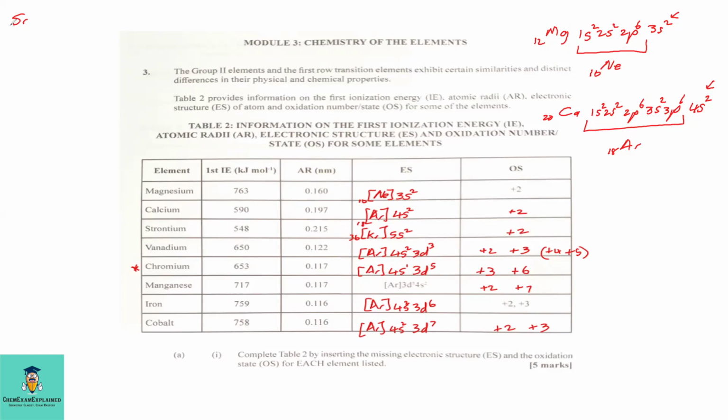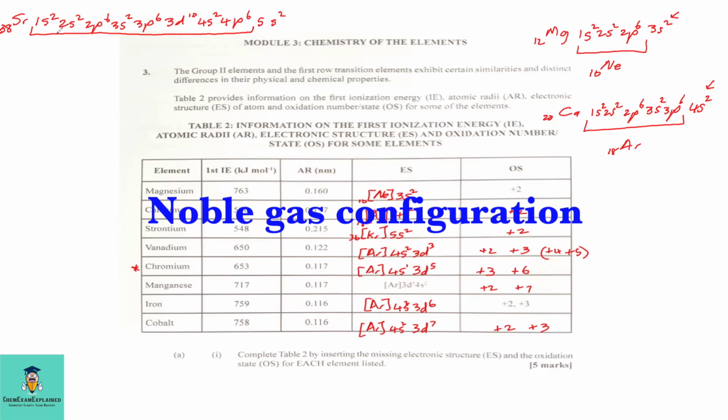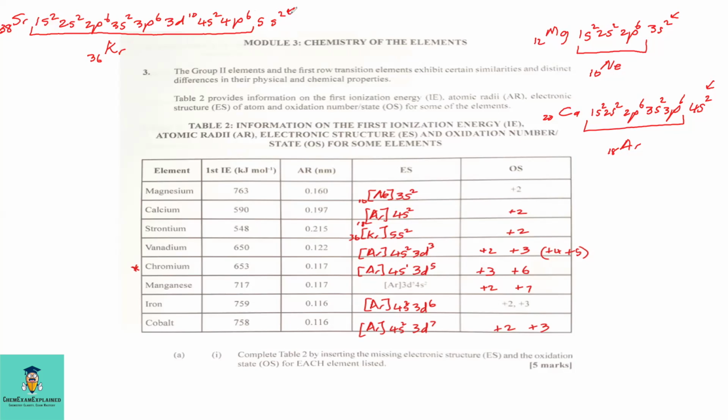For strontium, the atomic number is 38. So we'll start with 1s2, 2s2, 2p6, 3s2, 3p6, 3d10, 4s2, 4p6, and 5s2. Now, if you count up all the electrons from 1s2 to 4p6, you get 36 for krypton. So these 2 electrons would have the highest energy. So when you lose these 2 electrons, of course, you form a +2 charge.